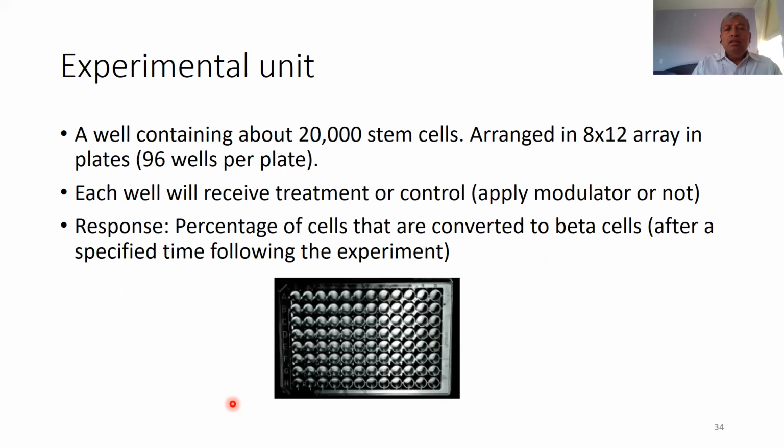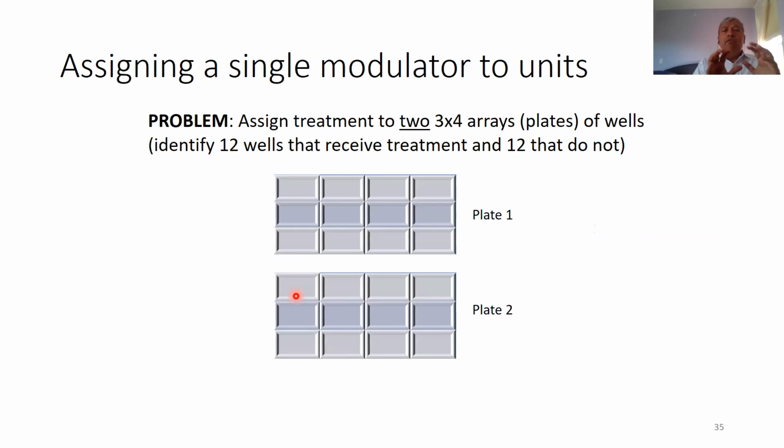So this is basically the type of experimental unit. Each unit is a well which would have about 20,000 stem cells, right? And these stem cells would be treated with a specific type of modulator. And based on that, they would eventually check what percentage of these stem cells are converted to these insulin generating beta cells. So a very simple way of looking at this design is, let us say we have a plate 1 and these are 12 wells, okay?